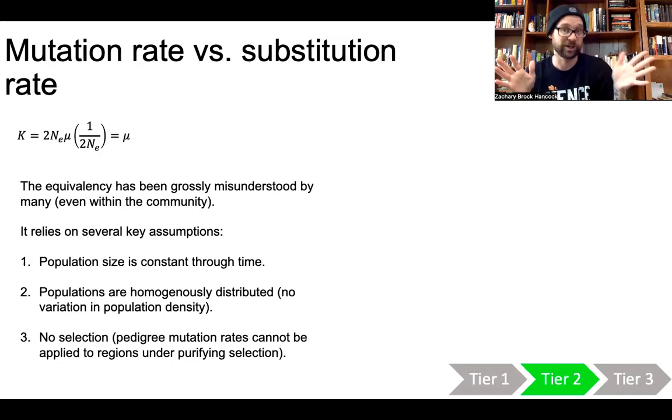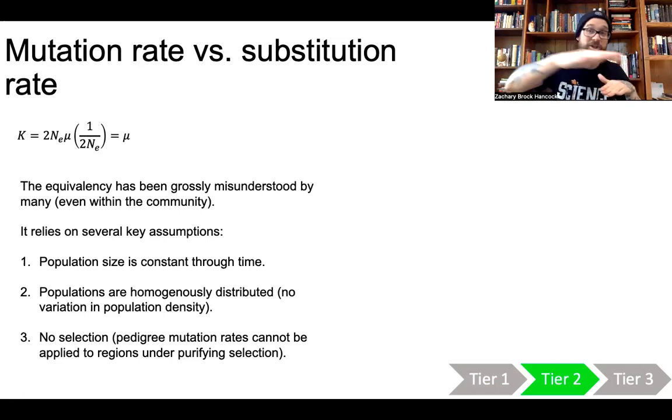Okay, so N of E, for example, could be averaged out and be constant across time, but if at any time slice it varies across the landscape, then the rate of drift, that 1/2NE, is not equal for all positions in the landscape. Again, meaning you can't cancel those values and population size matters. Finally, it assumes that there's no selection at all.